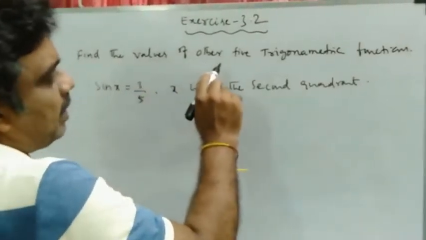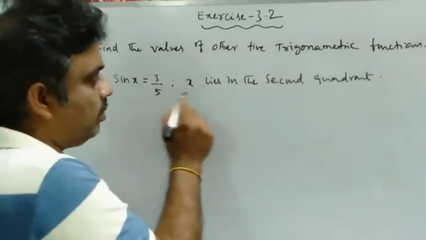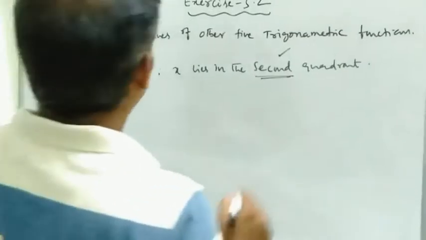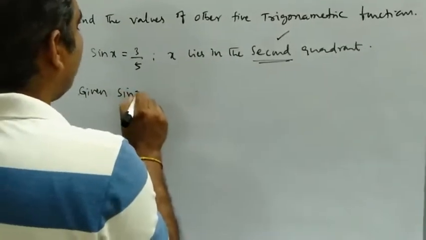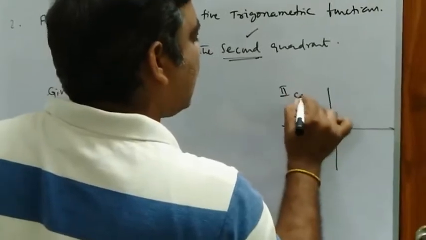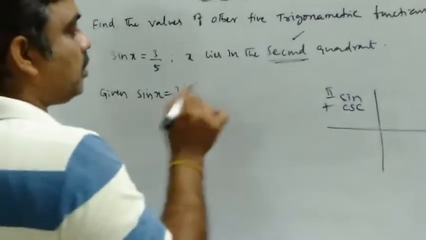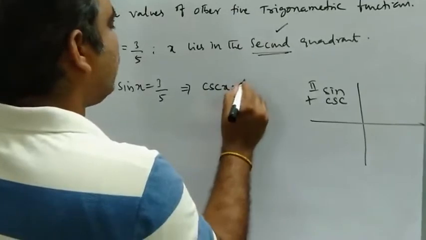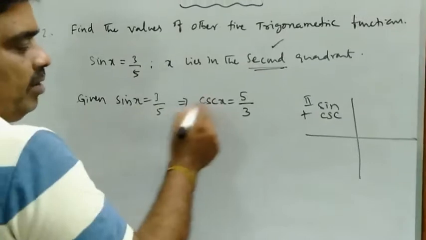Find the values of other 5 trigonometric functions. We are given sin x. Sin x is 3 by 5. X lies in the second quadrant. This is important. So here sin x is given, sin x is equal to 3 by 5. We know that in the second quadrant sin and cosecant are positive. It is given in the second quadrant. Sin x 3 by 5 means cosecant x is equal to 5 by 3, the reciprocal of 3 by 5.